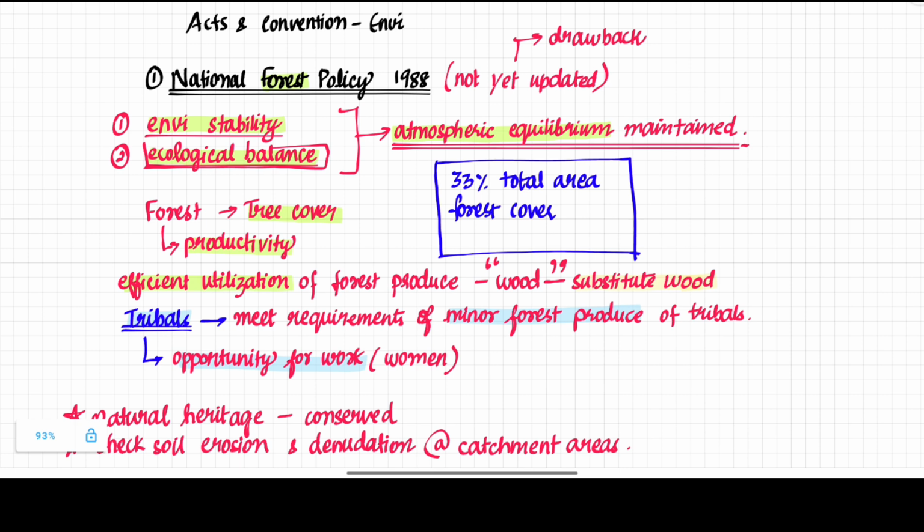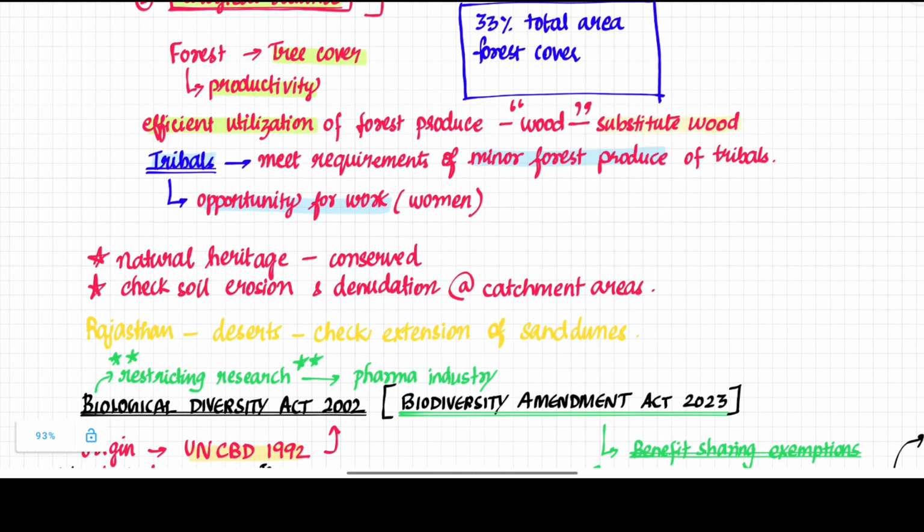The forest policy discusses 33% of the total area of the forest, right? Now, when we are speaking about the forest, we need 33% of the forest area. And this policy is from 1988. It is not updated, which is a drawback. And it covers sustainability, stability of environment, ecological balance, and efficient utilization of the forest produce.